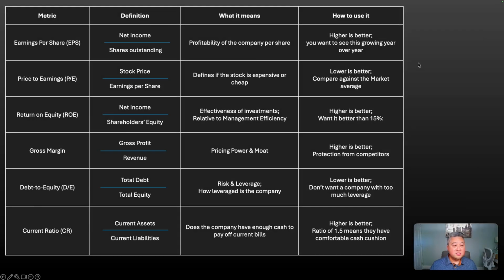So I've pulled up 6 metrics that I think every beginning investor should familiarize themselves with as they're learning how to evaluate a company. I'll read these off quickly and then we'll dive back into the webpage and show how I use them in practice.